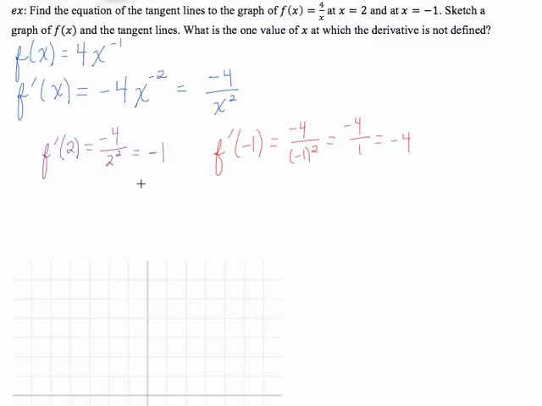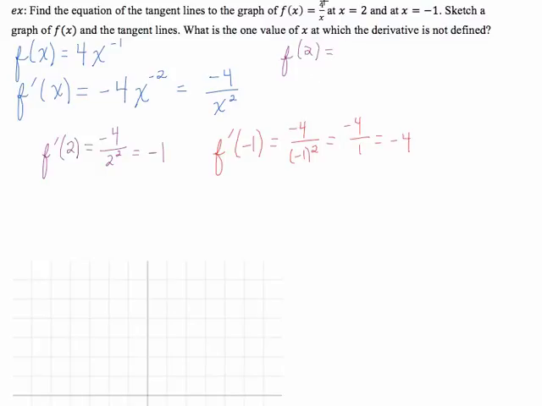So to find an equation of a tangent line, you need to have a point and a slope. These two values right here are my slopes, but I also need a point. So if I want to find the equation of the tangent line at x equals 2, I need to find a point on that line. And the only point we can use is the point at x equals 2, because we don't know any other points on the line. So I'm going to find f of 2 to find the corresponding y value.